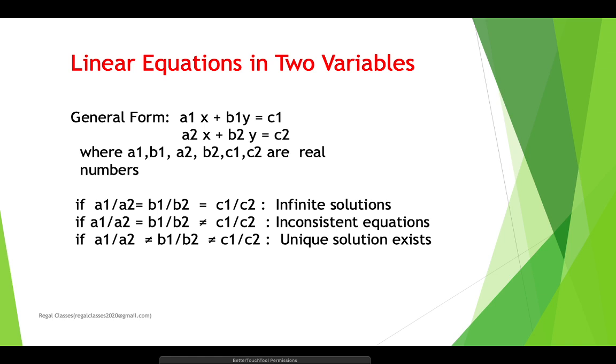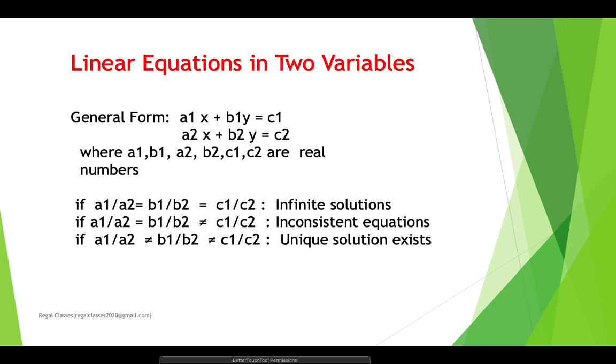So the general form of linear equations is a1x + b1y = c1, a2x + b2y = c2, where a1, b1, a2, b2, c1, c2 are real numbers. If you see the ratios of the two equations, you can figure out the type. If a1/a2 = b1/b2 = c1/c2, then there are infinite solutions. In terms of lines, both are coincident lines, and therefore the number of solutions for x and y is infinity.